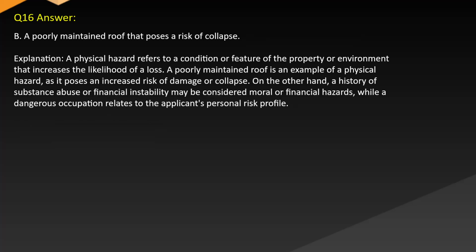Answer: B. A poorly maintained roof that poses a risk of collapse. Explanation: a physical hazard refers to a condition or feature of the property or environment that increases the likelihood of a loss. A poorly maintained roof is an example of a physical hazard as it poses an increased risk of damage or collapse. On the other hand, a history of substance abuse or financial instability may be considered moral or financial hazards, while an occupation relates to the applicant's personal risk profile.